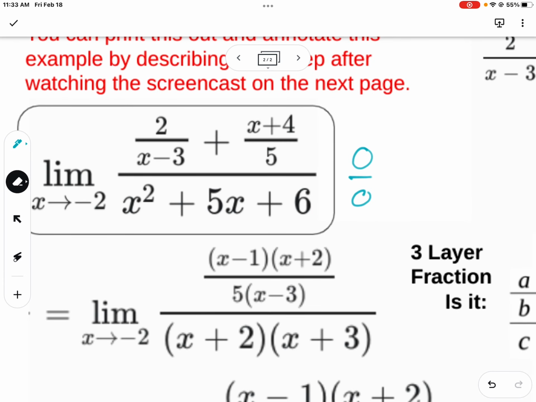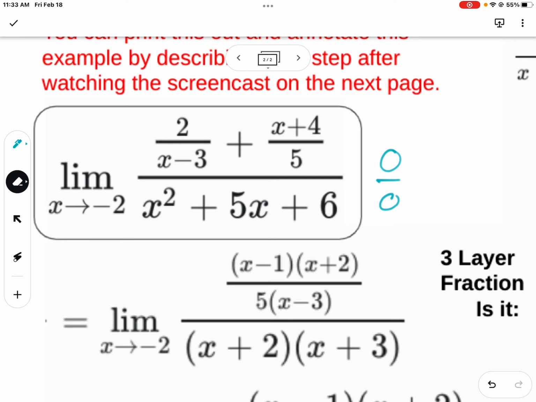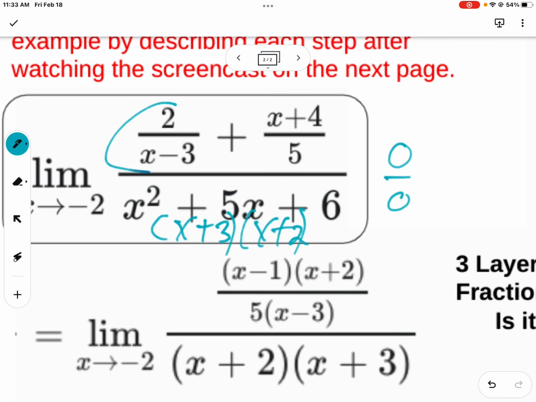So here's what I need to do. I look at this and I go, okay, now this part here, I should put here x plus 3, x plus 2 for sure. Now this part here, I need to simplify that first, right? I need to simplify that fraction into a single fraction. And so we have to get a common denominator.